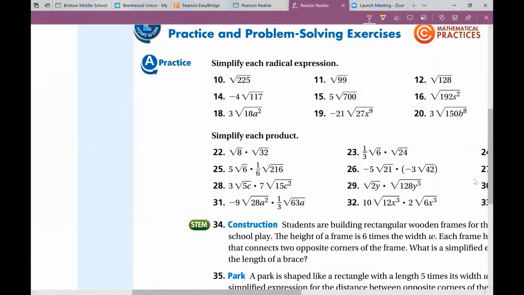Let's try one that is much more difficult than that, and that would be number 19. This one not only has a negative number in front of the radical, but now there's a variable underneath it as well. Remember, that's called the radicand. So I'm going to start by writing the negative 21 because it's just hanging out there. It's not doing anything so far. I'm going to break down 27 into 9 times 3 times x to the 8th times another x.